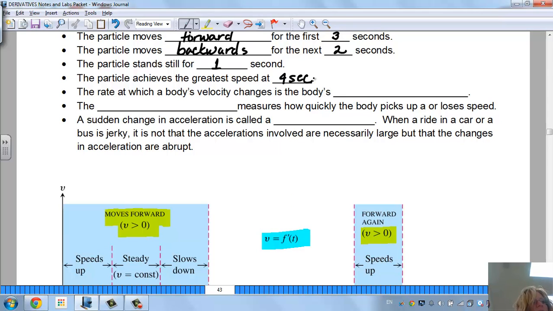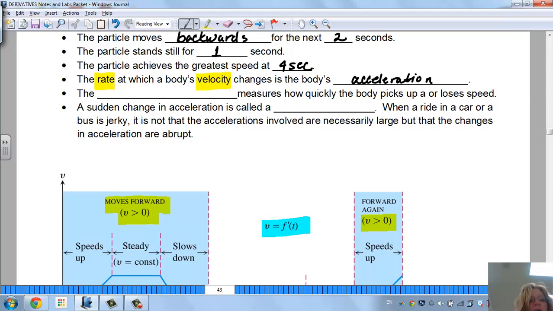The rate at which the body's velocity changes is the body's acceleration. So if your velocity is changing, this is an important concept. The rate of your velocity, it's the next derivative, that's of course acceleration. The acceleration measures how quickly the body picks up speed or loses speed. That is acceleration.